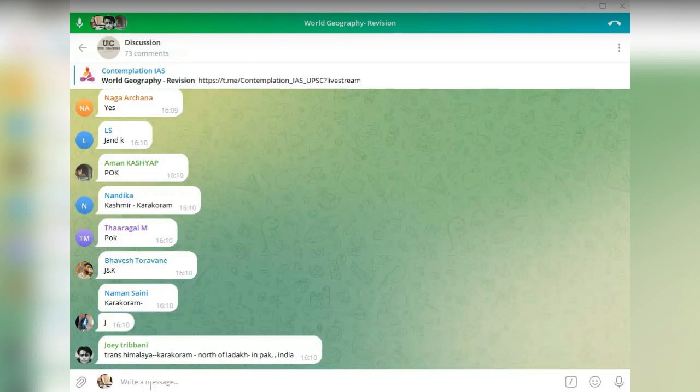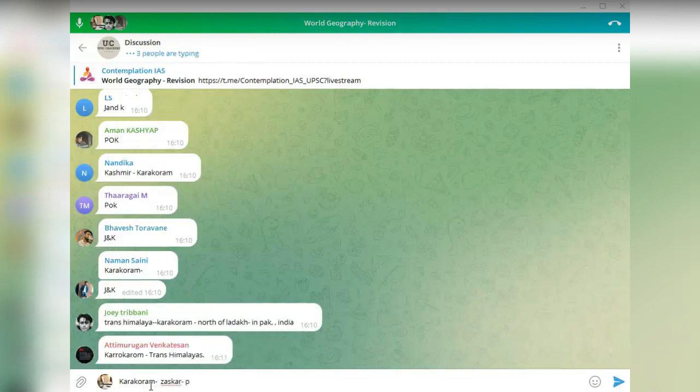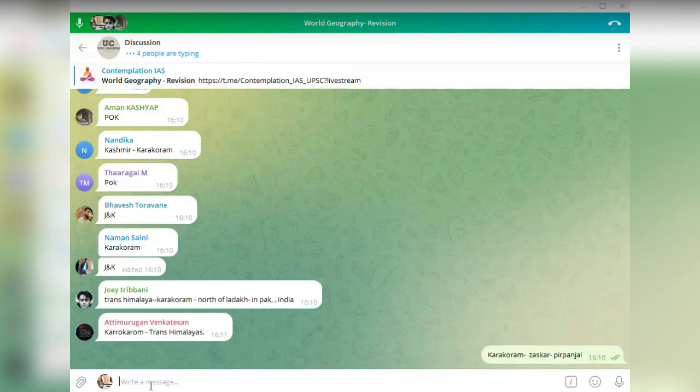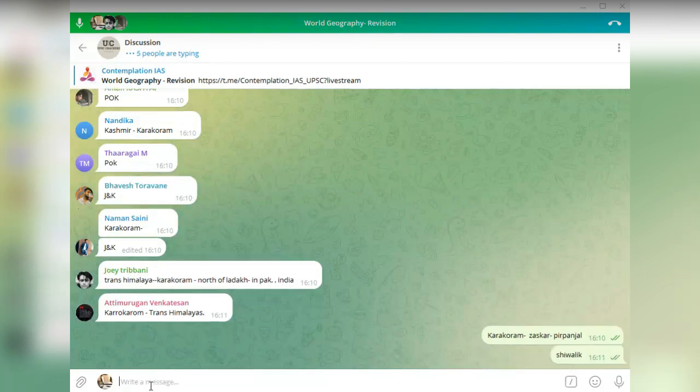All right. Okay, so now I'm dropping some of the hill ranges. Now your job is to arrange them in the north to south direction. The very first is Karakoram. Then we have Zaskar, Pir Panjal. Just locate them from north to south. Also, Shivalik is also there in this. So you have to count this one as well, and then try to adjust it from north to south.